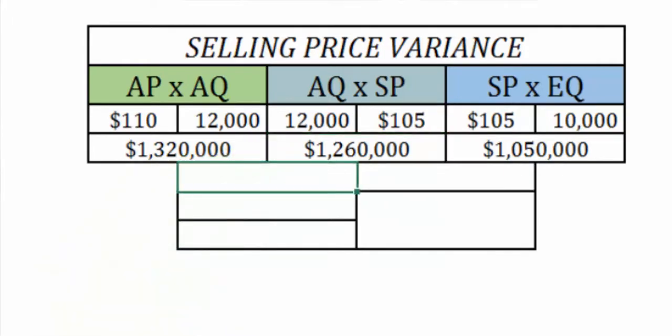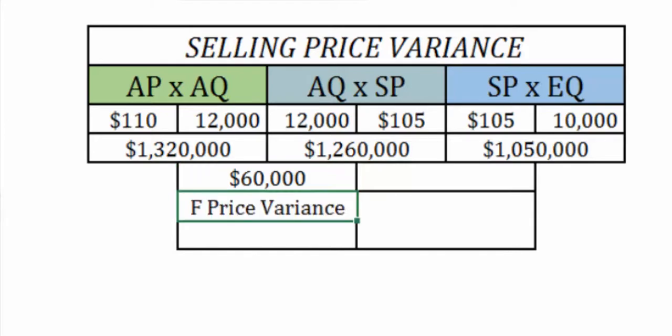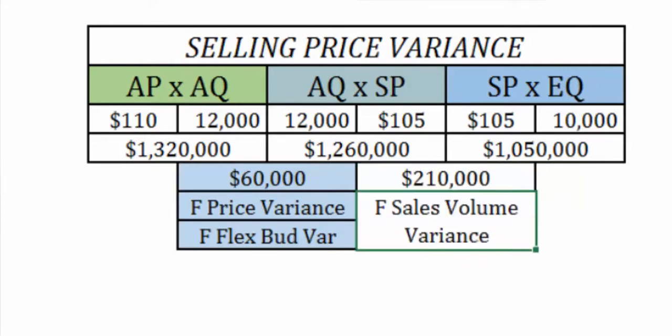If I take the difference between my actual and my flex budget, that's my flex budget variance of $60,000. It's also our price variance. Remember that we talked about it on the flex budget, it's a favorable price variance in this case. So how much additional revenue we got because our average selling price was actually higher than what we had budgeted. And this is also the flex budget variance. Let's continue on with the difference between the flex budget and the static budget, and that is $210,000. And remember, we called that the sales volume variance.